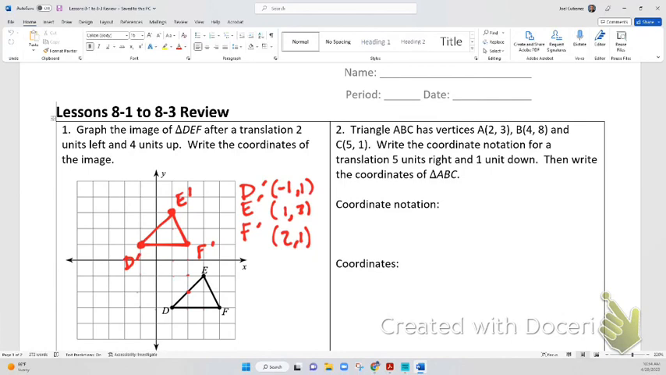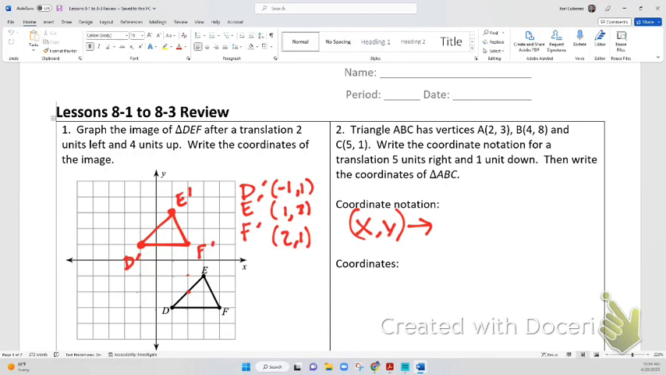All right, for number 2, it says triangle ABC has the vertices of (2, 3), (4, 8), and (5, 1). Write the coordinate notation and then write the coordinates. So what is the coordinate notation? The coordinate notation simply tells you that the original points are at (x, y), because remember every coordinate point has an x value and a y value. So what it means to do the coordinate notation is for you to simply tell me what the new rule is.